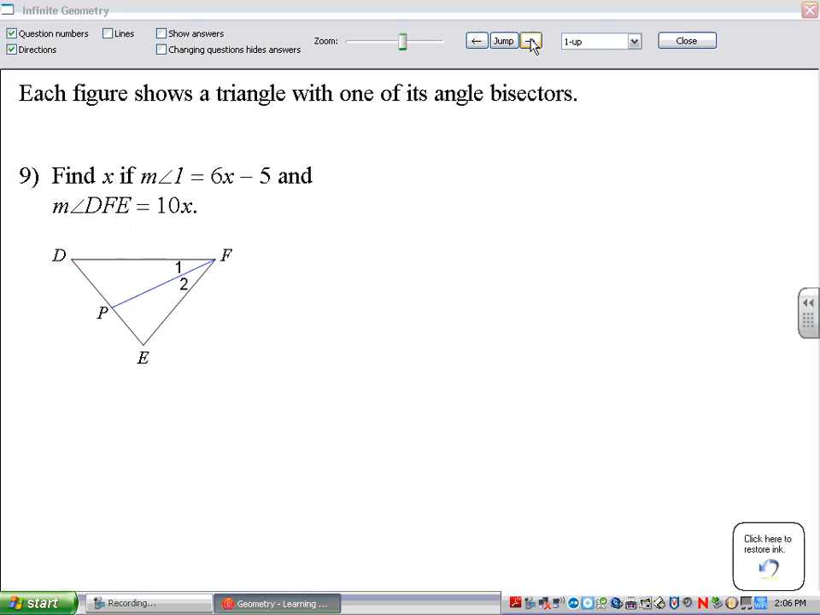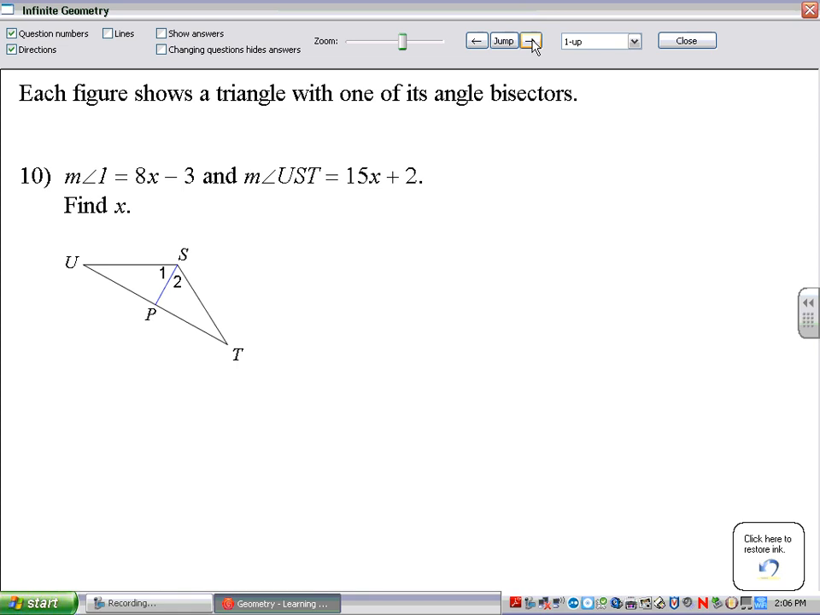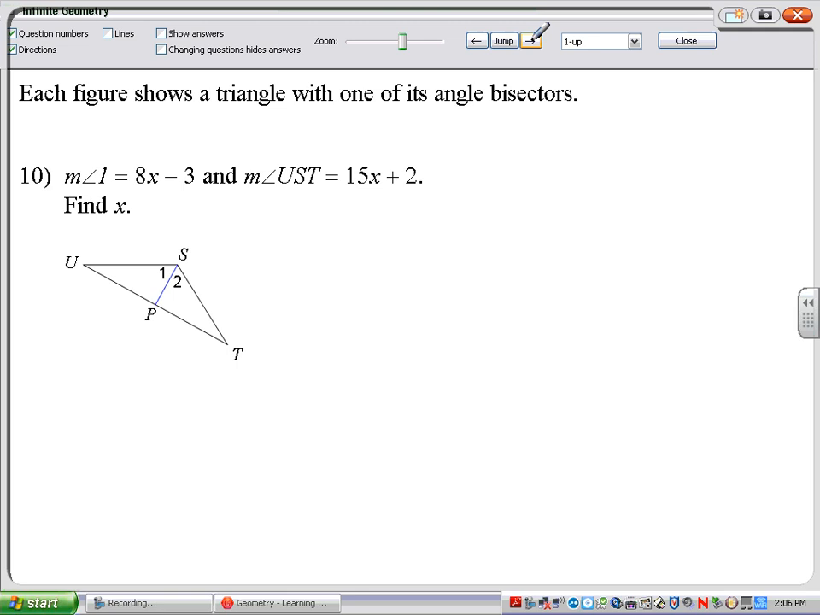Number 10. The measure of angle 1 is 8x minus 3, and UST is 15x plus 2. So again, 8x minus 3 equals 15x plus 2. That's not quite done because I would have to double the small angle. Double the smaller one to make them equal. So then work it out.